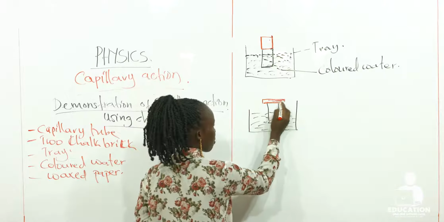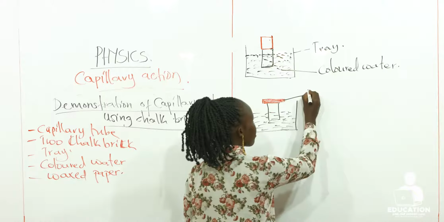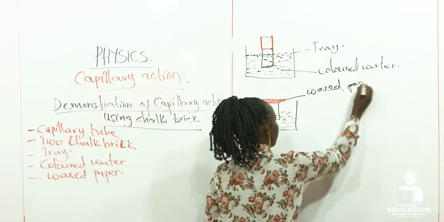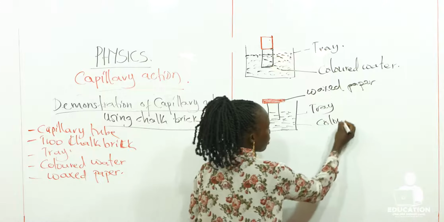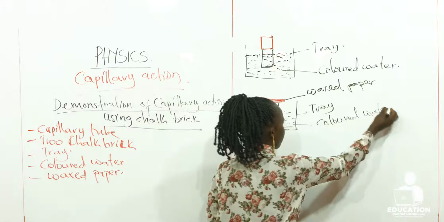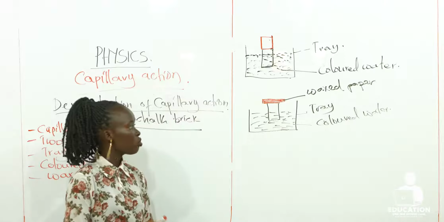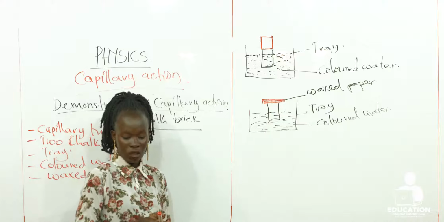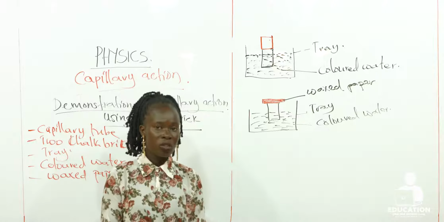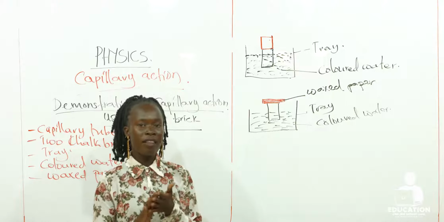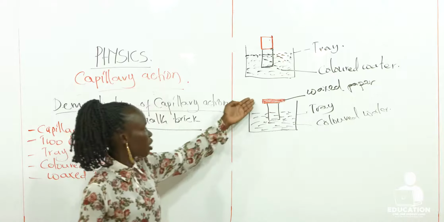This is our waxed paper. Let's have it like that. So now we have the waxed paper. This is still our tray, and this is still the colored water. How do you get the waxed paper? You don't need to go to the market and buy it, you can create your own. You just get a piece of paper, you get grease, any oil, and smear it all over the paper. When you smear it and leave it to dry, it becomes a waxed paper. So this is how we get our waxed paper locally.